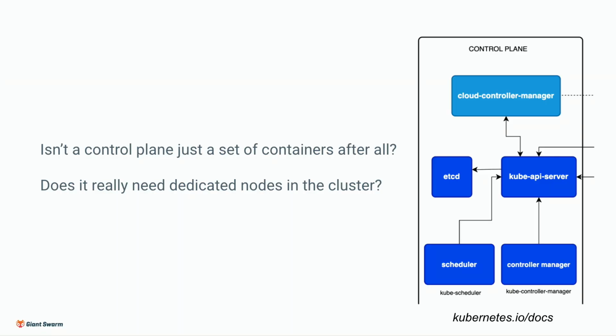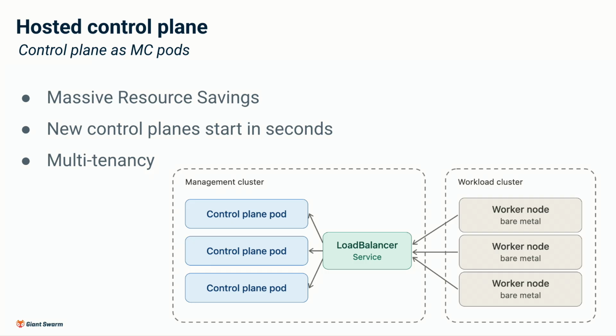But first, let's wonder what makes a control plane node a control plane node in the first place. You have a kube-apiserver, a scheduler, and a controller manager. So that's 3 containers. Do we actually need full VMs, full cloud instances, just for these 3 containers? It turns out we don't.